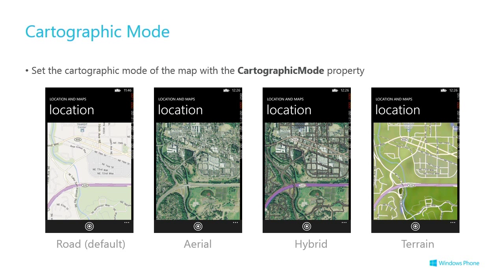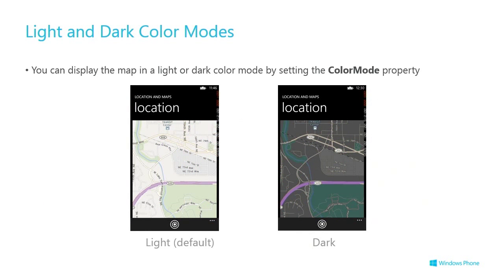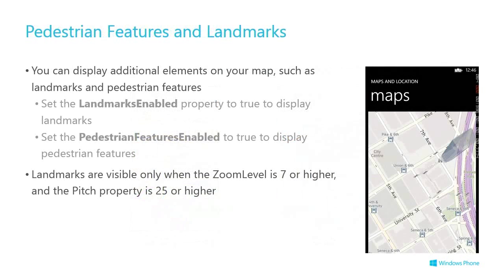But then you've got an aerial view, a hybrid, which is a combination of the first two, and then a terrain view where it does nice shading of the nature of the terrain. They're all very, very pretty maps, and you can have a go with them. There's also a light and dark color mode, so you can choose between that if you want to show daytime and nighttime views. That's the kind of thing typically you'll see in satellite navigation software.